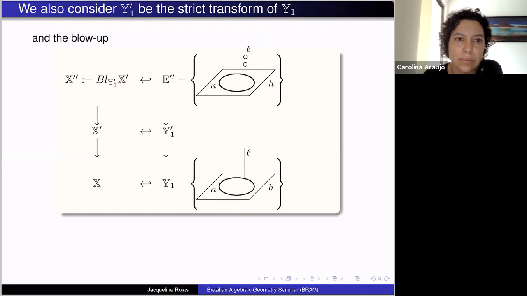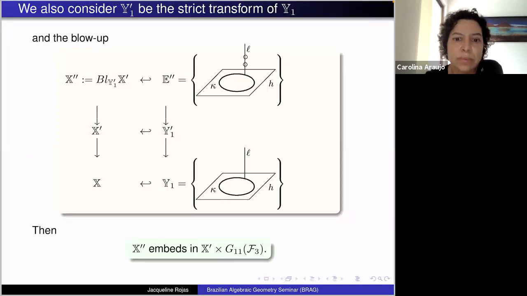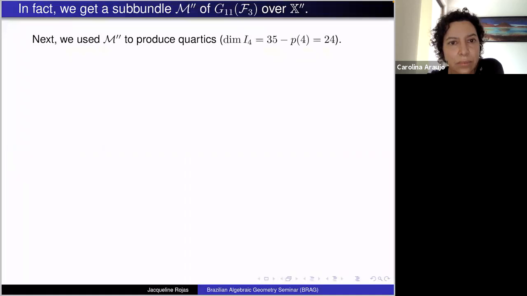And the exceptional divisor is irreducible. In this case, we verify that this variety X2 prime embeds in the Cartesian product of X2 prime with the Grassmannian G11F3. This is the correct number. This 11 is the correct number of cubics. Yes. In this case, we get a subvariety, but I'm not going into more detail, M2 prime of G11F3 over this blow up X2 prime, and use this one to produce quartics, because we need to check at this moment the correct number of quartics and the correct Hilbert polynomial.